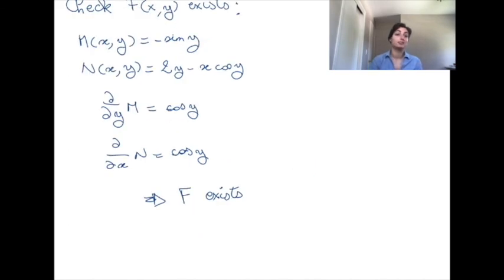Let's first check if this function actually exists. So we define m being minus sine of y and n being 2y minus x cos y. We take the partial derivative of m with respect to y. We take the partial derivative of n with respect to x. And in both cases, we retrieve cos of y. So by the theorem, capital F exists.